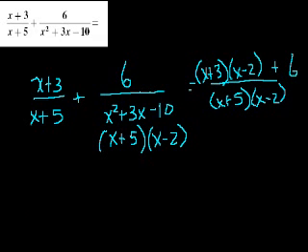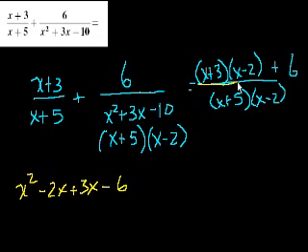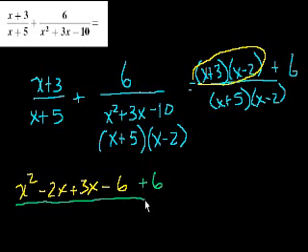Now we just get into simplification mode. x times x is x squared. x times minus 2 is minus 2x. 3 times x is plus 3x. 3 times minus 2 is minus 6. So that's this term right here. And then we have the plus 6, and all of that is over this stuff. Looking at the choices, they seem to have it in this form, so I'll write it in that form: x squared plus 3x minus 10.